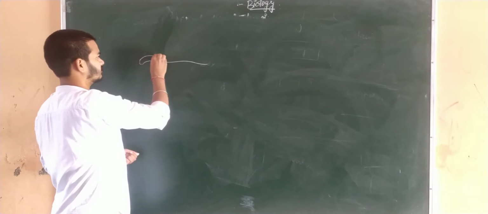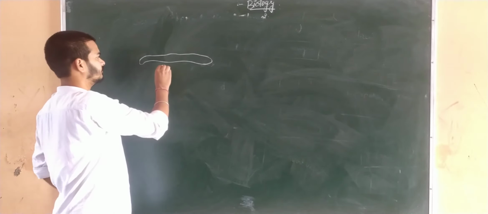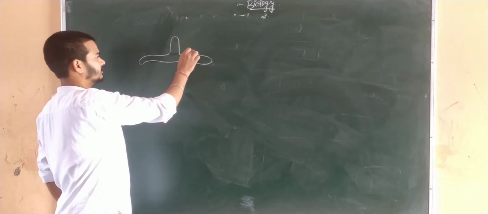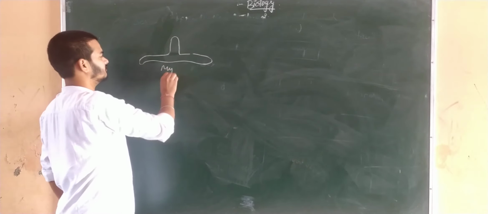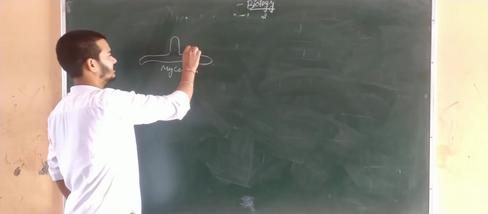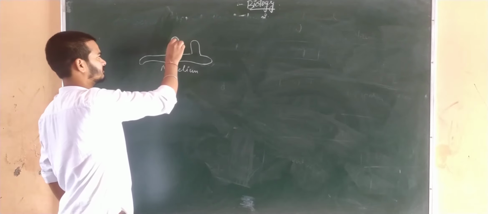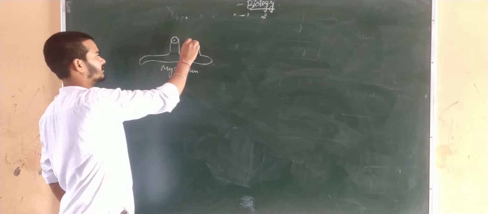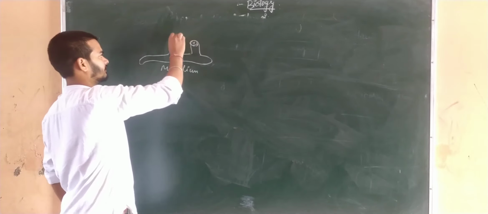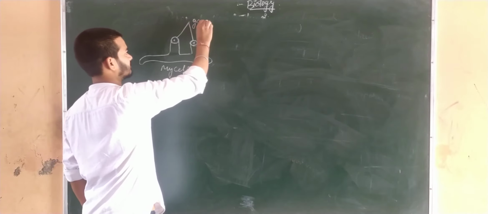This is the fungal hypha. And in this fungal hypha, this is fungal mycelium, and the two cells here, these are the two gametes. Two gametes are formed. These are gametes.